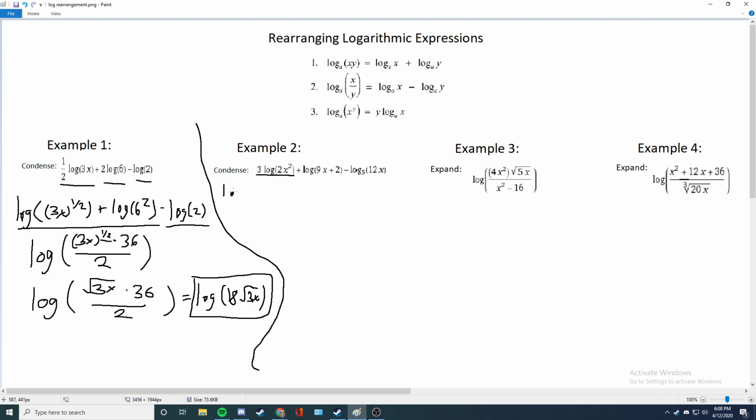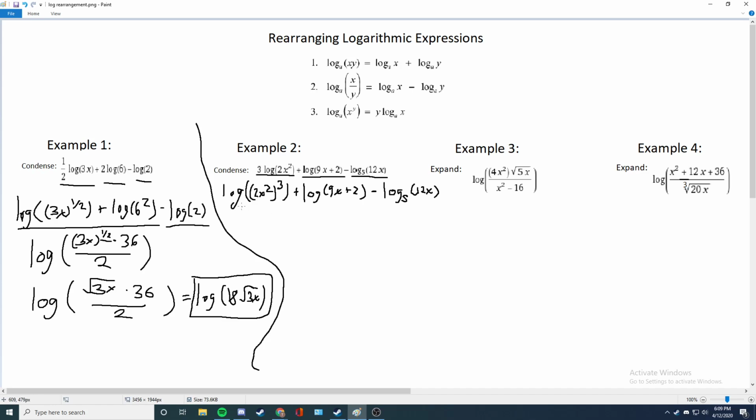So we've got log of 2x squared to the 3rd power plus, now this second term, there's not anything really we can do with this one, so we'll just leave it as is, log of 9x plus 2. And then here we've got log base 5 of 12x, which we're also just going to leave. Now we want to combine the logs that we can.